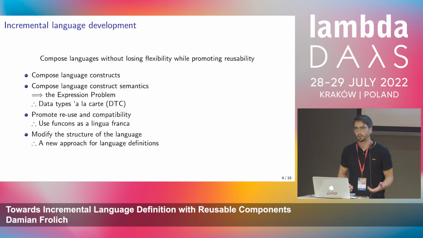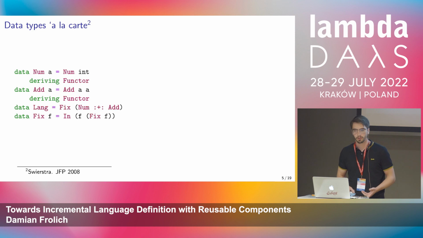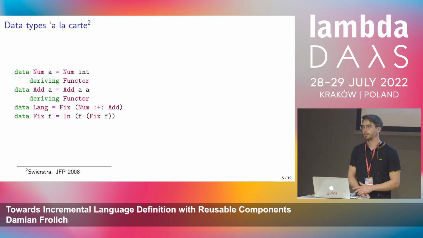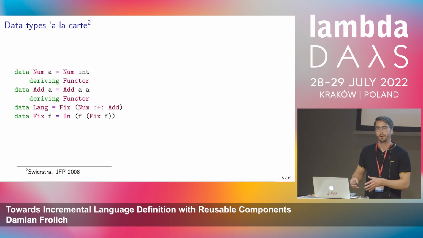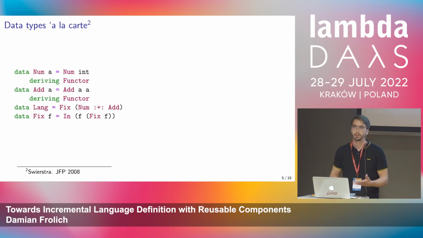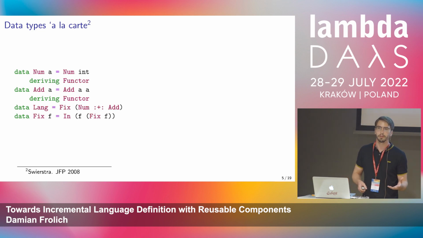What is datatypes a la carte? It's a method introduced by Wouter Swierstra in 2008, and it allows you to define data types and operations on these data types in isolation. And it does that by implementing data types as functors. So here we are working with languages, so our data types are language constructs. And in the example, I have two language constructs, a number and addition, and these are implemented as isolated functors. So they have no relation whatsoever.